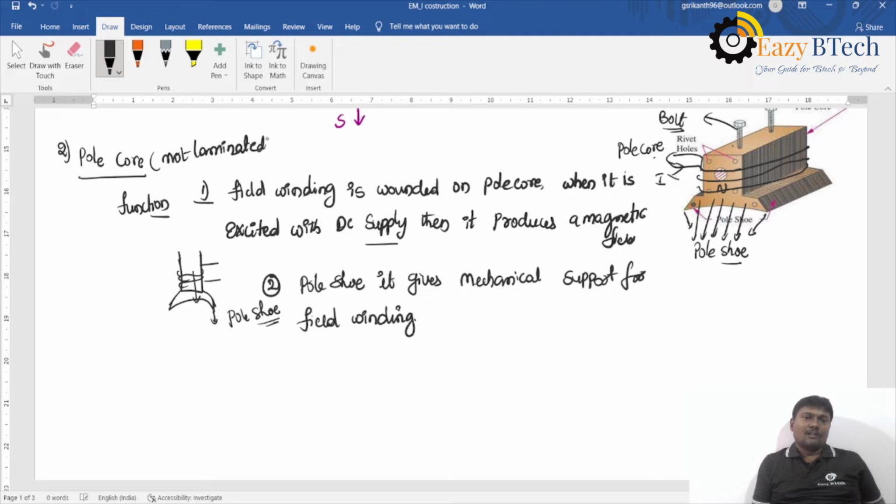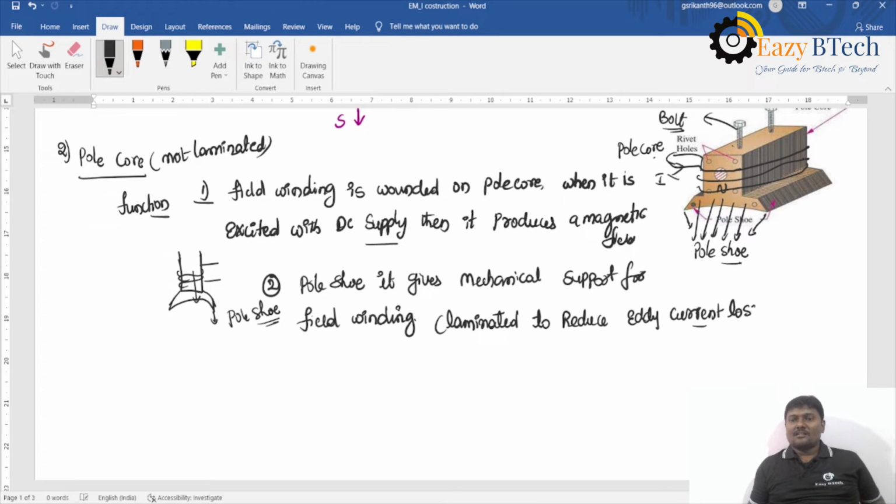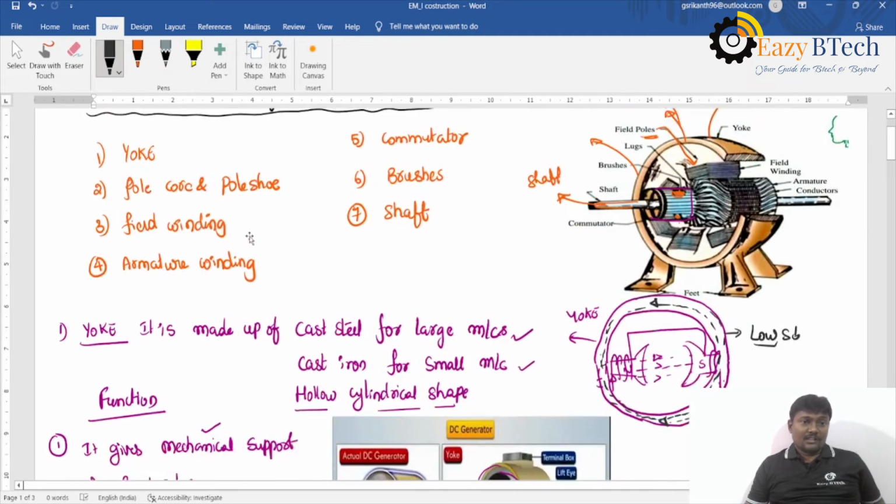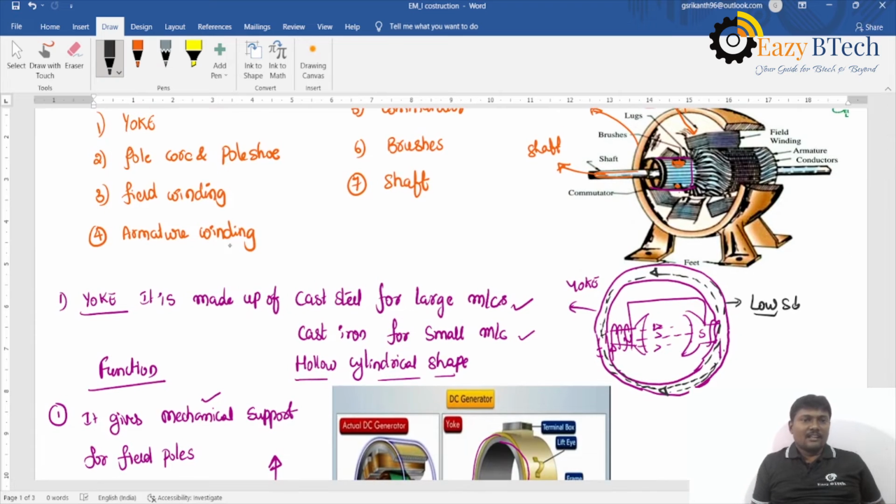Generally, the pole core is not laminated, but the pole shoe is laminated to reduce eddy current losses. We will discuss what is meant by eddy current losses once we reach the armature core. And this is about the pole core and pole shoe.